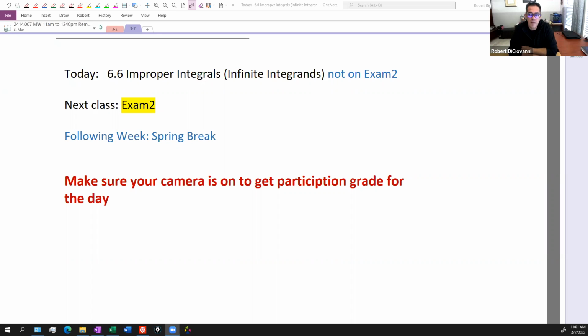We are 1 week away from spring break, so we will finish up improper integrals today, 6.6. Again, this stuff is not going to be on the exam, stuff from today. And then your exam will take place this Wednesday. So same routine as the first exam, come in prepared with your camera set up, all that. And we'll just run through the same thing. Are there any questions about that?